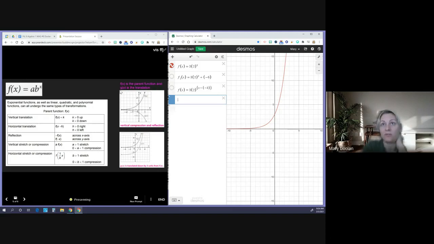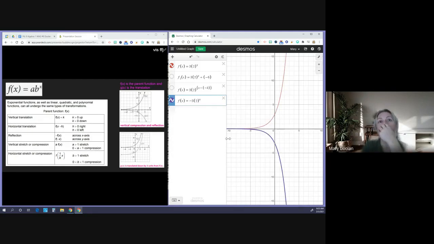f of x is the parent function and g of x is the transformation. So f of x is here and g of x has been reflected and also compressed. So there's two things happening, but just the reflection part, I'll show you that. So let's start again with our parent function. Use that here. Now it's in purple. And this time I want to reflect it across the x-axis. So negative f of x, which means the entire thing is negative. But I put the negative over here in front of the 3.